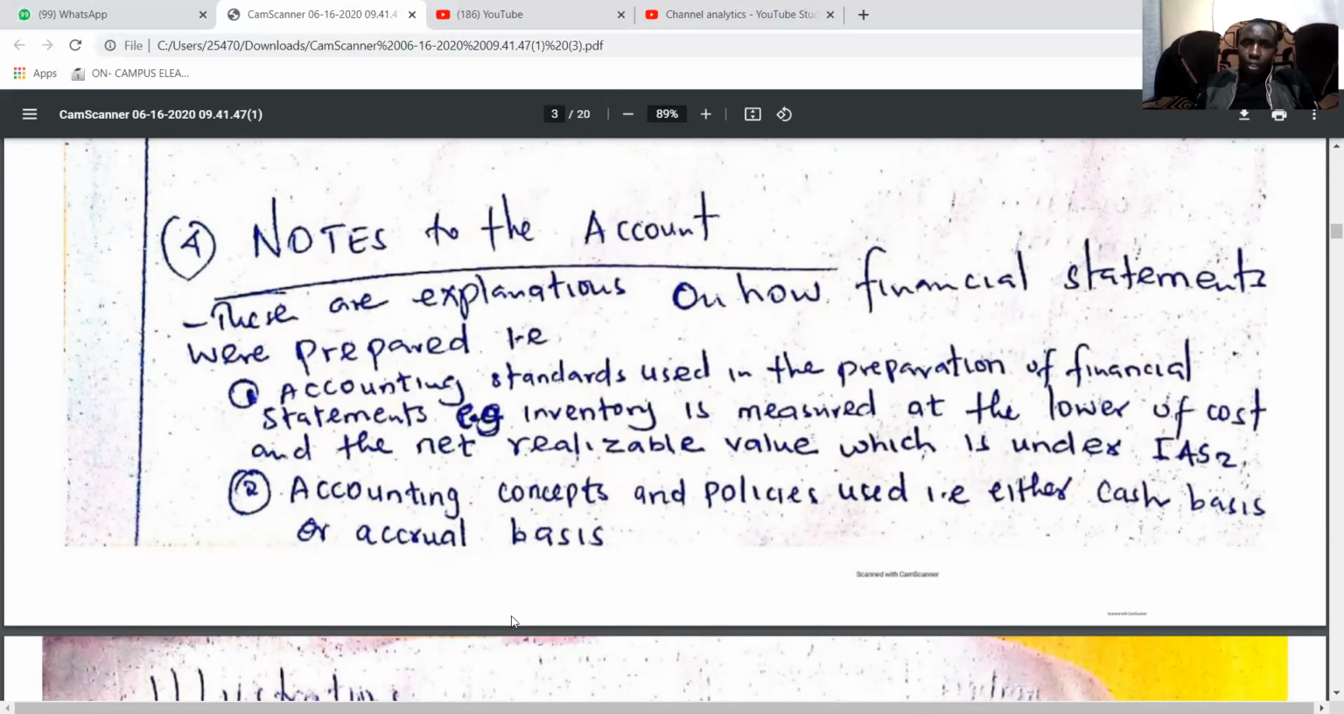So up to that point, I can say that we are done with the introduction of the published financial statements concerning the income statement, statement of changes in equity, statement of financial position, and notes to the accounts. What I will be doing next is to present a question to you on how you are supposed to do the question in an exam scenario.